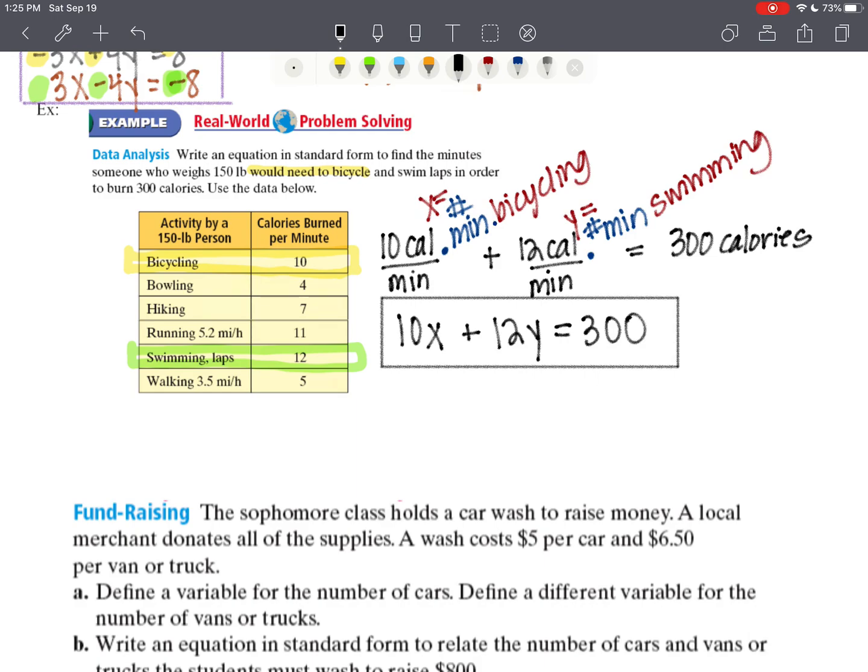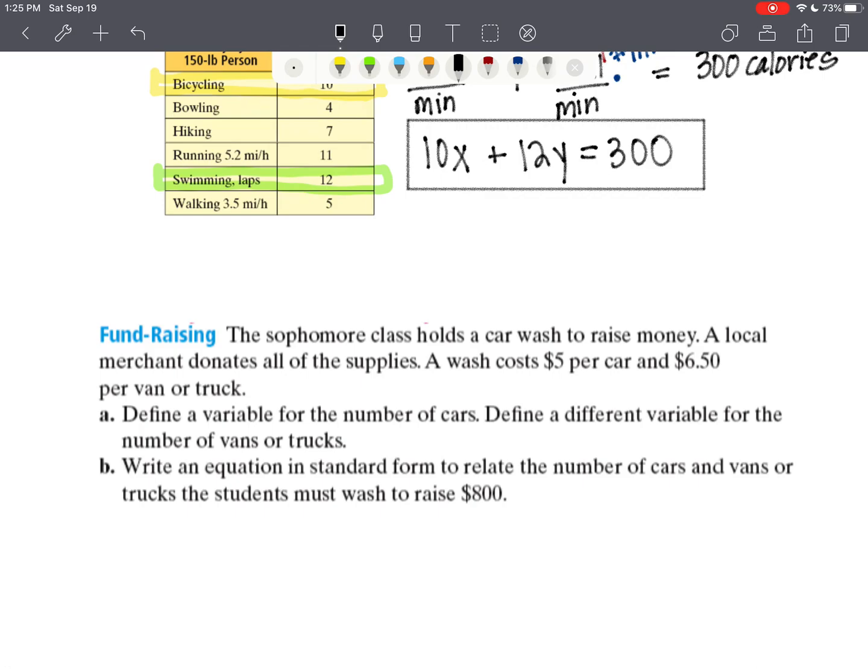Okay, you try. We've got a fundraising problem. The sophomore class holds a car wash to raise money. A local merchant donates all of the supplies. A wash costs $5 per car, $6.50 per van or truck. Define a variable for the number of cars. Define a variable for the number of vans or trucks. And then write your equation in standard form to relate the number of cars and vans or trucks the students must wash to raise $800. Okay, go ahead and press pause. And when you're ready to check your answer to both A and B, come on back.